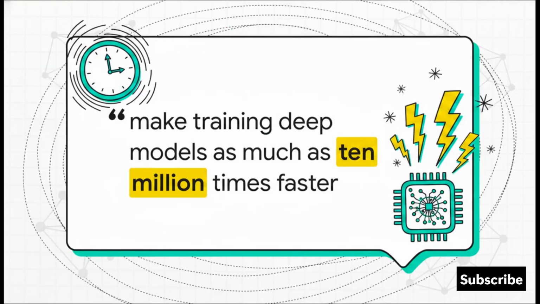Let's dive in. Look at this quote from Colah's blog. Backpropagation can make training deep models 10 million times faster. 10 million! Just think about what that actually means. It's a mathematical trick that literally turns what would take 200,000 years of computing time into just one single week. That is the monumental scale of the engineering we're dealing with here.